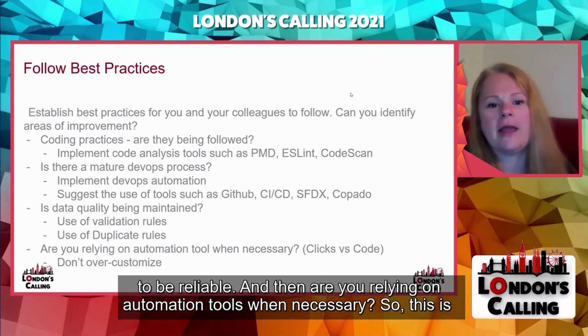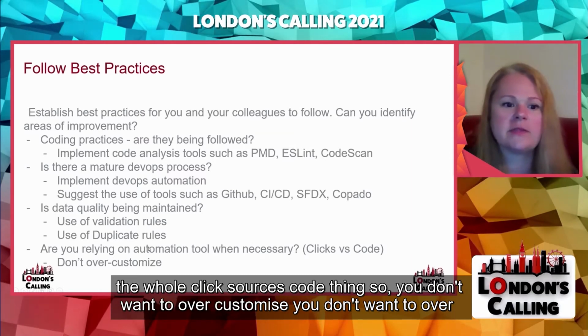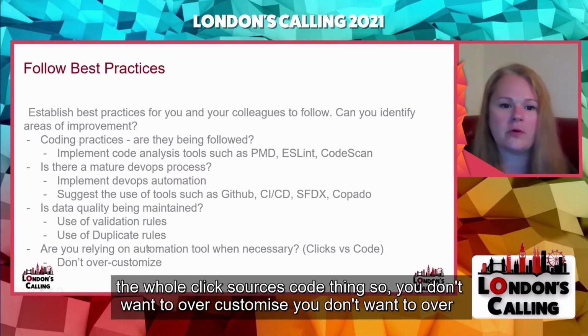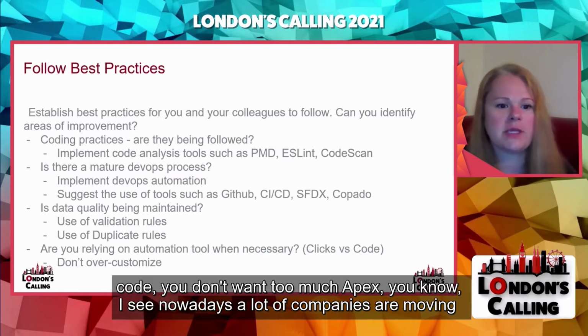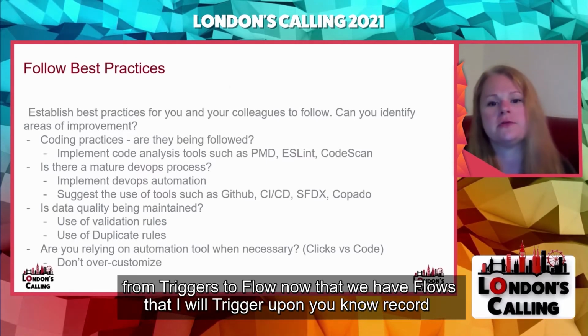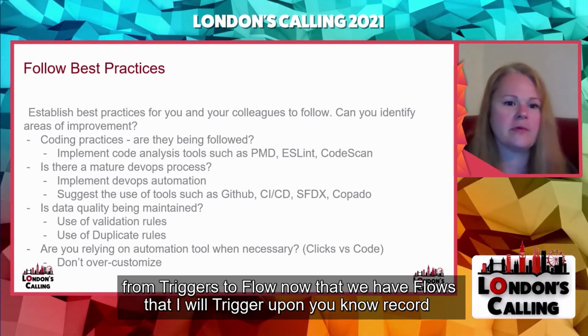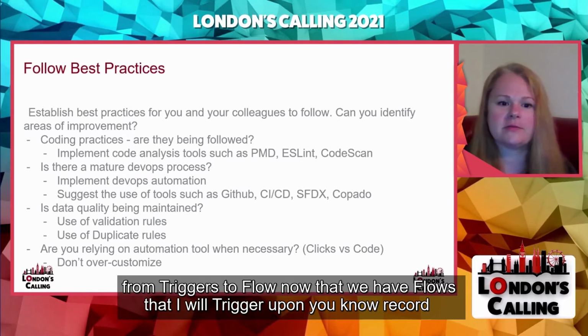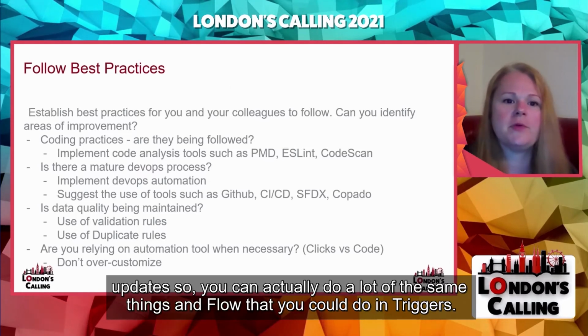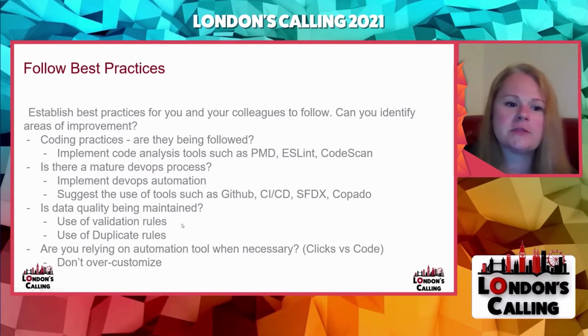And then, are you relying on automation tools when necessary? So this is the whole clicks versus code thing. So you don't want to over customize. You don't want to over code. You don't want too much Apex. I see nowadays a lot of companies are moving from triggers to flow, now that we have flows that will trigger upon record updates. So you can actually do a lot of the same things in flow that you could do in triggers.